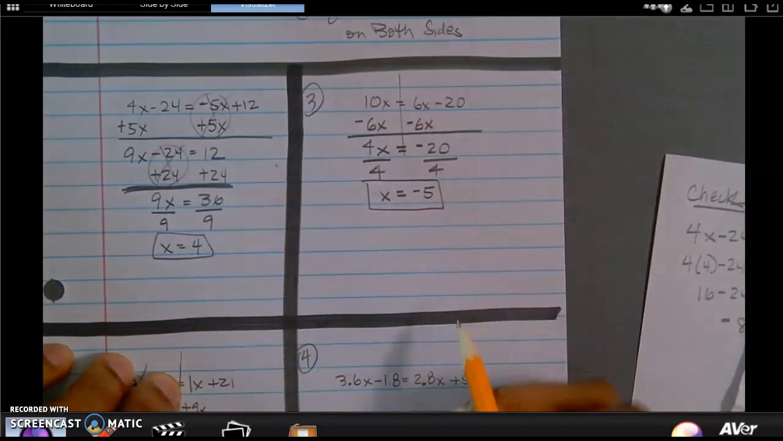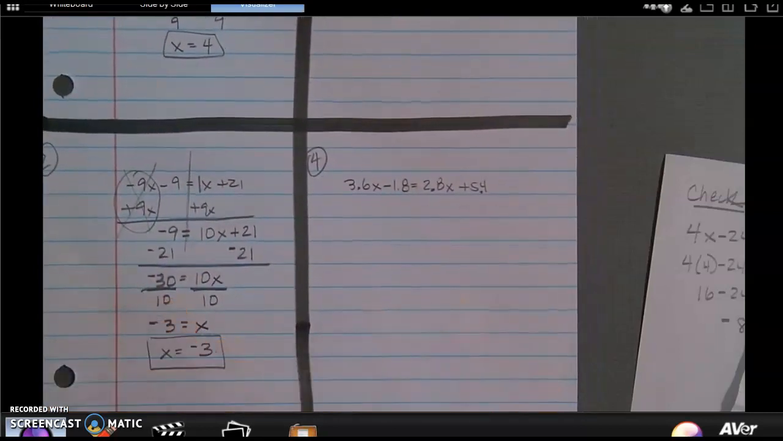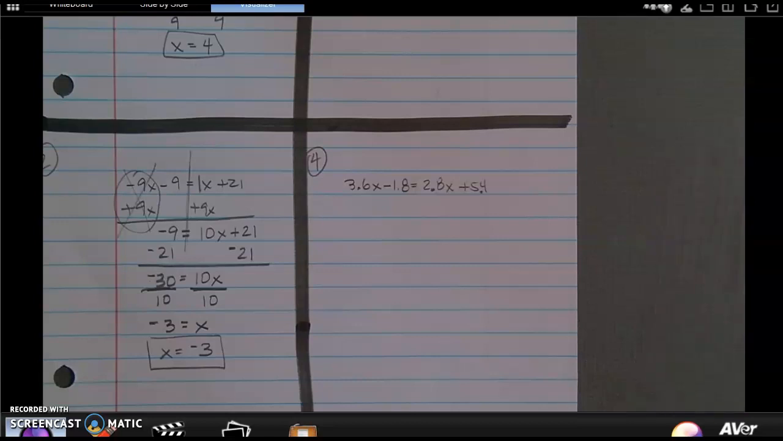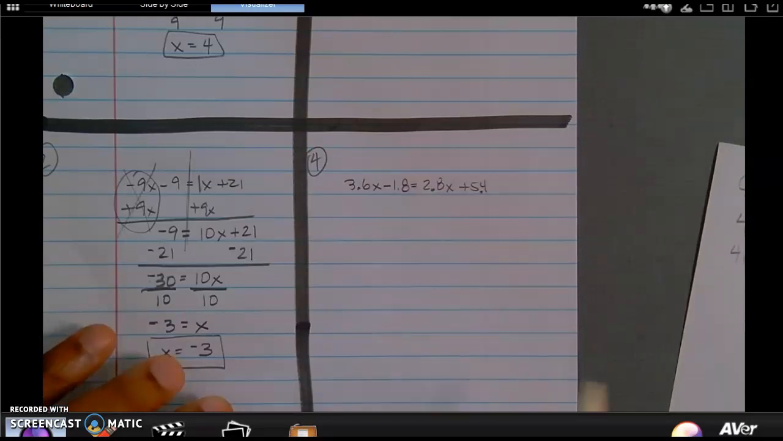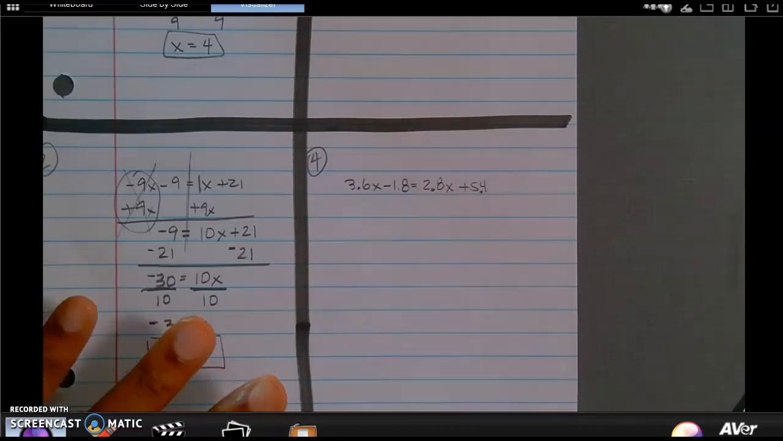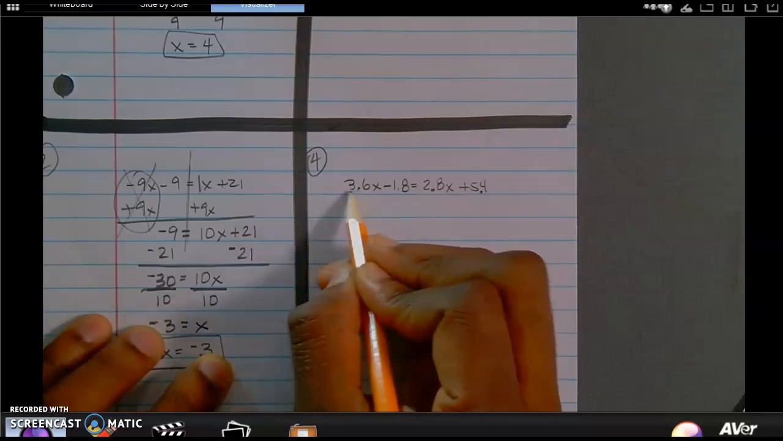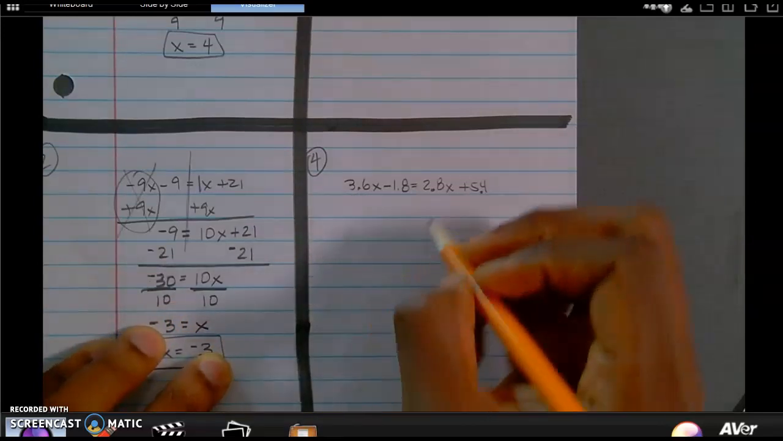Okay. Now, let's go ahead and move on to one that's a little bit more difficult. Now, if this has not already been presented in class, it's going to be presented in just a bit. This is using decimal coefficients, okay? So what I'm going to do at this particular time is, again, try to move the variables where I still am going to have a positive coefficient. Remember, the coefficient is just that number that's in front of the variable.